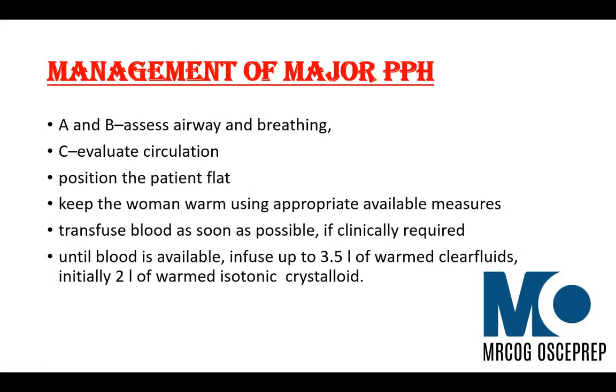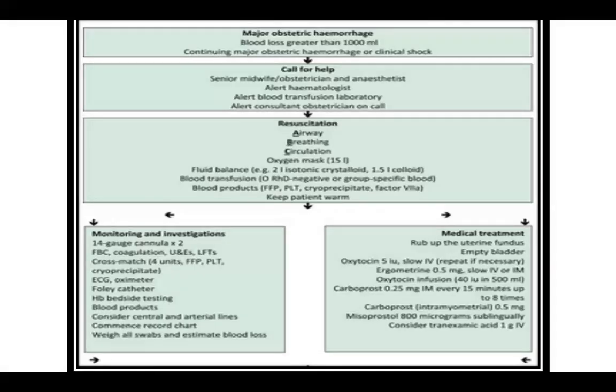Now coming to the major PPH, we need to follow the major obstetric protocol, starting from airway, breathing, and circulation. Then position the patient flat, keep the patient warm, and we need to transfuse the blood as soon as possible if clinically required. And until the blood is available, we need to infuse 3.5 liters of warm clear fluids, initially 2 liters of warm crystalloids, okay, and then the colloids accordingly. So this is the major obstetric protocol.